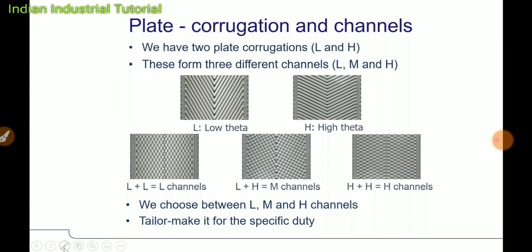We choose between L, M and H channel because of a given situation by the customer, or your process requirement is such that you have very low pressure drop available, then we can use a low channel. If a very high delta T or high heat transfer efficiency is required, then we use a high H channel, and the medium channel is for normal duties.